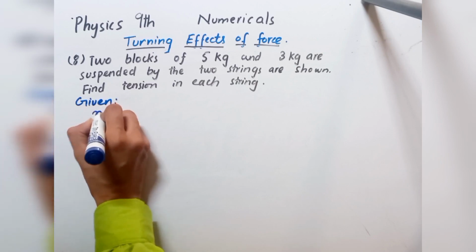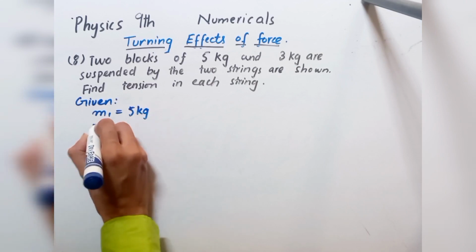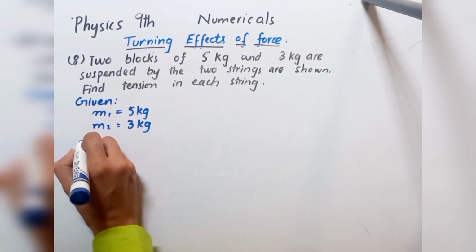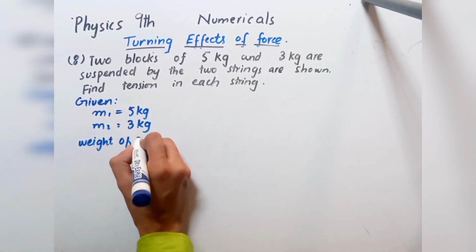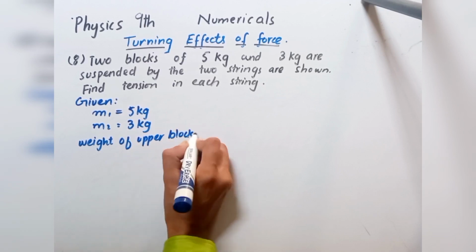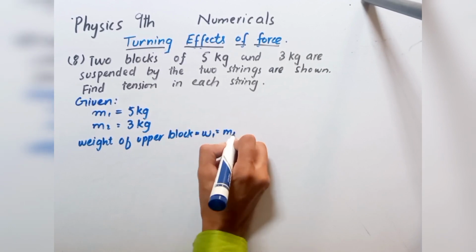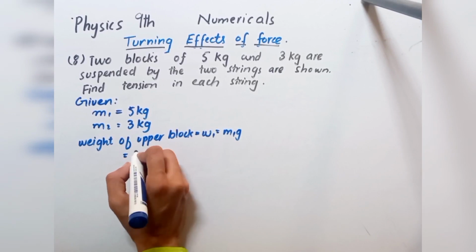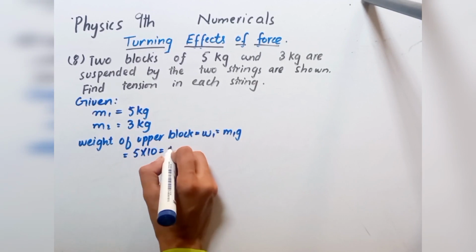The given data is mass m1, which is 5 kg, and mass m2, which is 3 kg. Now we will find the weight of each block by multiplying its mass with gravity. So the weight of the upper block is m1 multiplied by g. m1 is 5 kg and the value of gravity is 10. 5 multiplied by 10 is equal to 50 Newton.